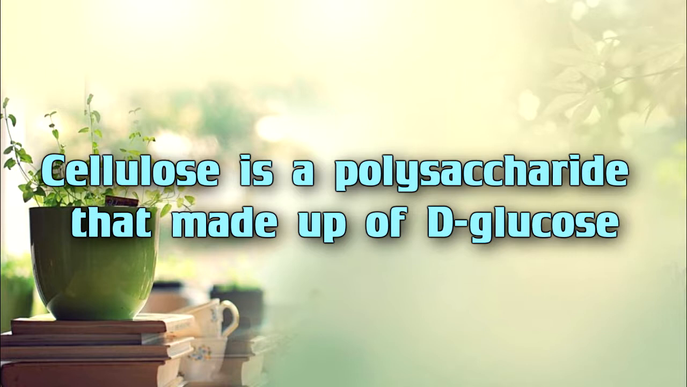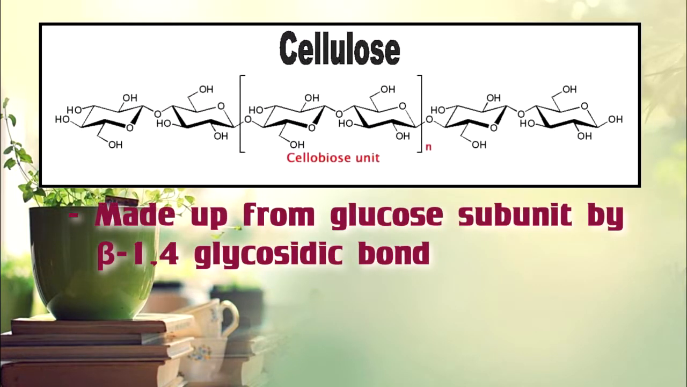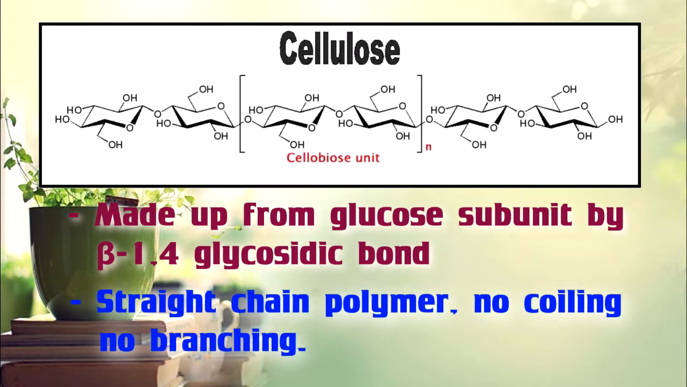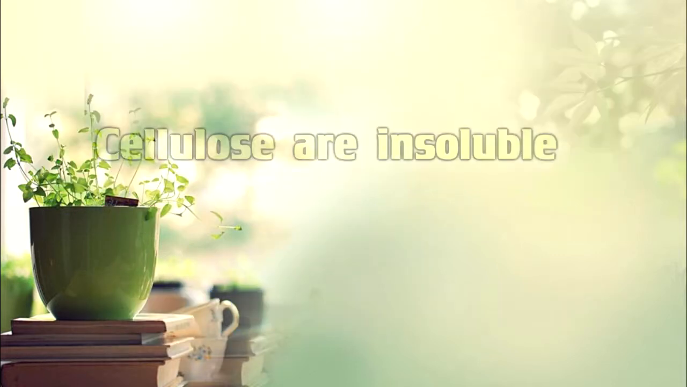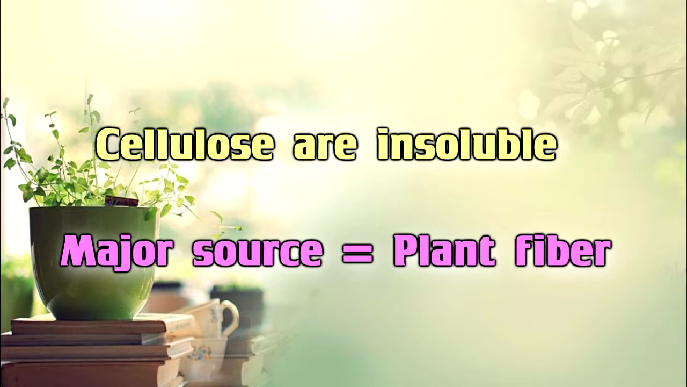Let me see the structure of the cellulose. Cellulose is made up of glucose subunits joined by beta-1,4 glycosidic bonds. Cellulose is a straight chain polymer. No coiling or branching occurs. Cellulose is insoluble. The major sources of cellulose are plant fibers.